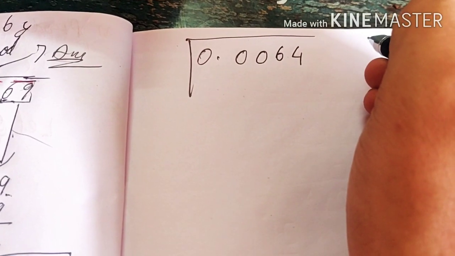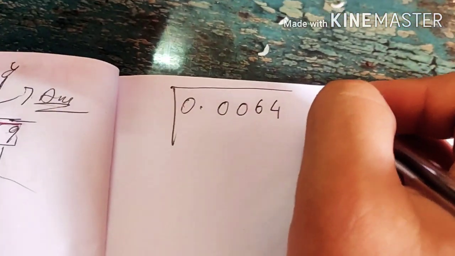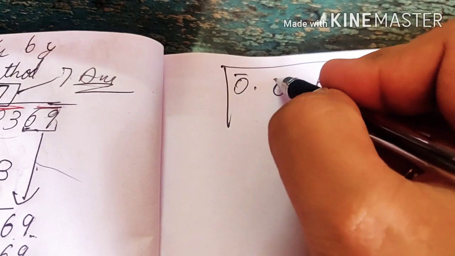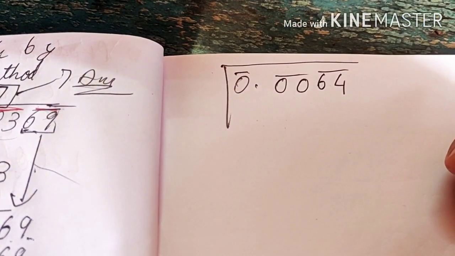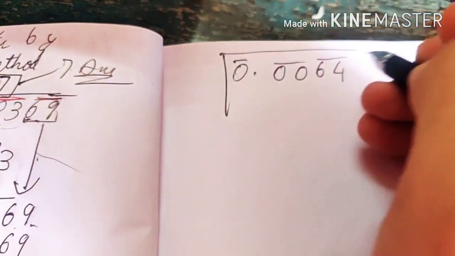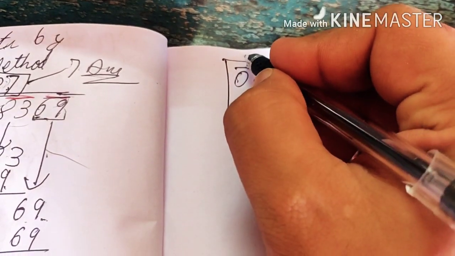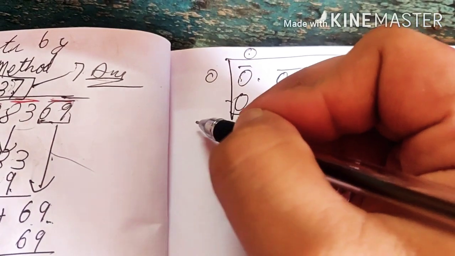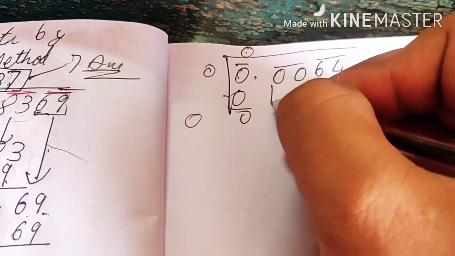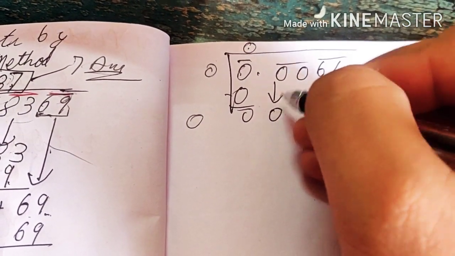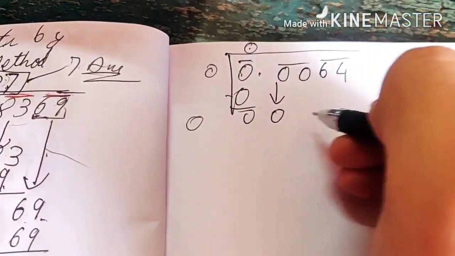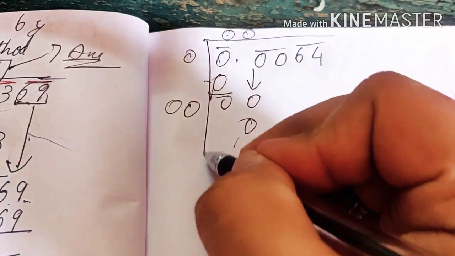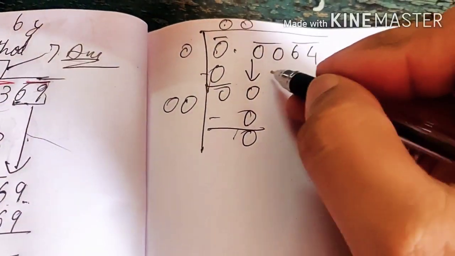Taking one more question. This is a decimal number. Before the decimal we will make pairs from the back, and after the decimal from the front. So zeros are 0 and 0. Zero's double is 0, then we will take 0 down, and zeros are 0 minus 0.